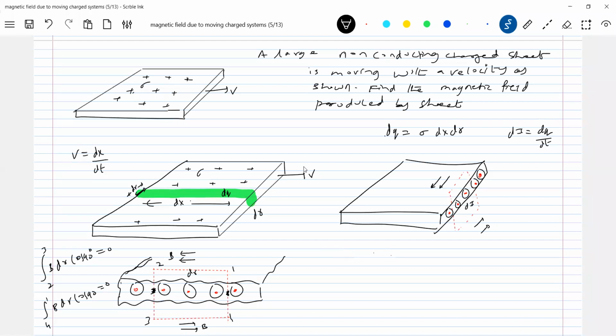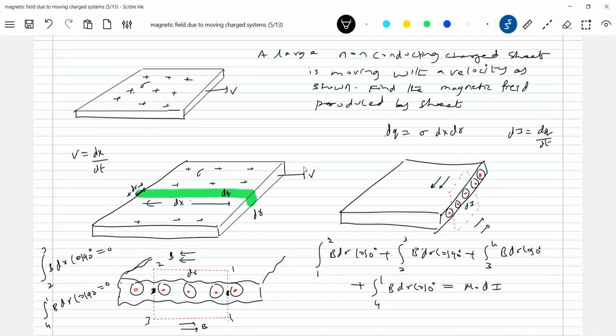Or if you are finding it difficult, break up everything. 1-2, B dr cos 0 degree. 2-3, cos 90. 3-4, B dr cos 0. 4-1, B dr cos 90, is equal to the net current enclosed. So mu naught into di, I'll write it.